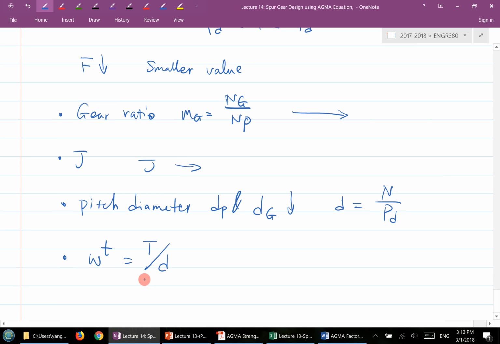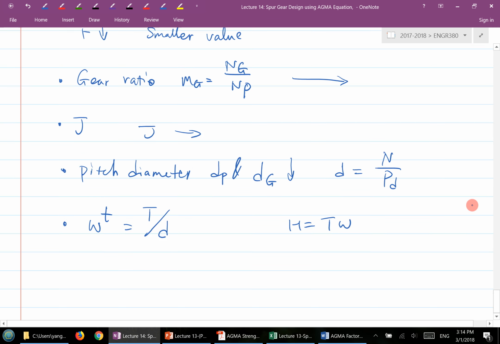by the pitch diameter. So the torque on the pinion and the torque on the gear will be different, but the ratio between T and D will be the same, Wt. And torque comes, of course, from a calculation based on the horsepower and the transmitting angular velocity. So T will not change, right?